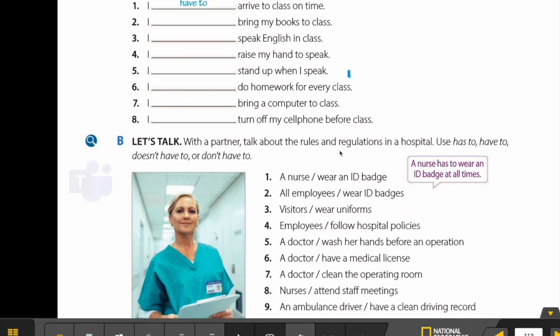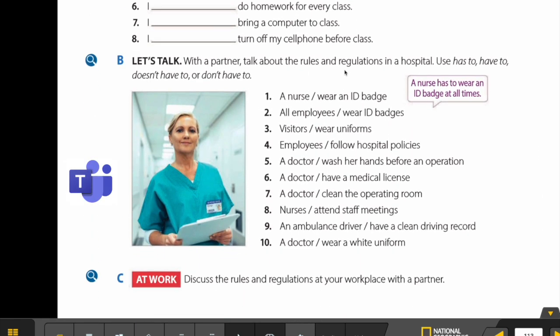Let's move on to exercise B. In exercise B, you're gonna work with a pattern. That's also gonna be seen when we get back to our live class. You're gonna work with a partner and talk about the rules and regulations in a hospital using has to, have to, doesn't have to, or don't have to. For instance, number 1, a nurse has to wear an ID badge at all times. Okay? So prepare, complete these sentences, put these sentences the way it should be. And then when we are back in our live class, we're gonna work in pairs, all right?